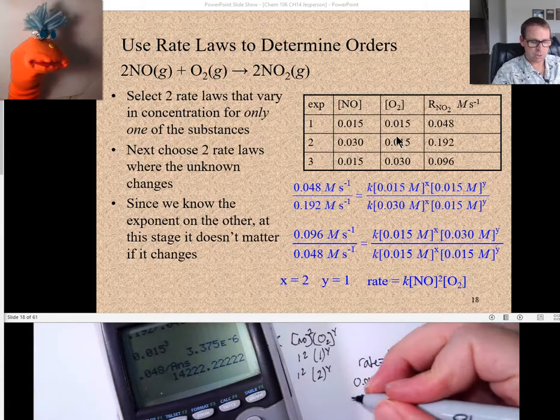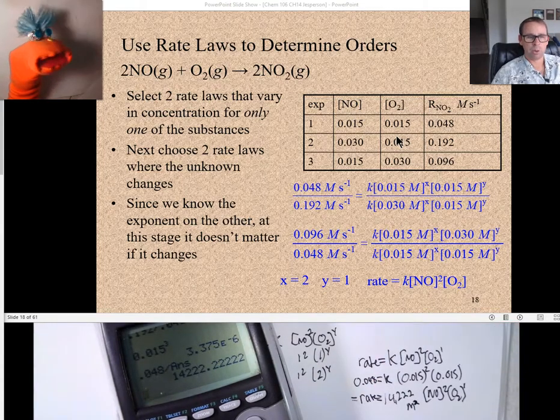So the rate, because what is the rate always equal to? The units? Oh, you mean molar per second. That's right.